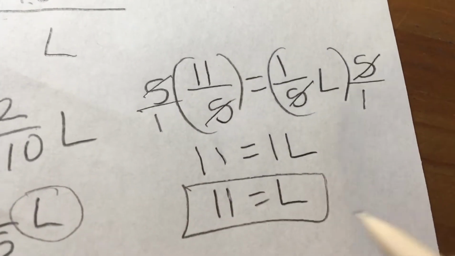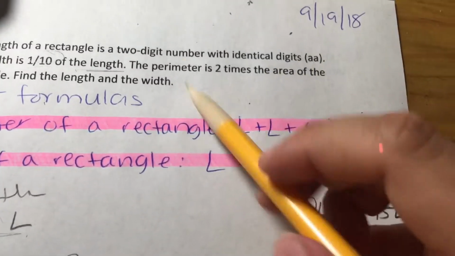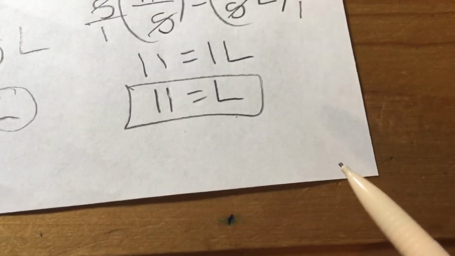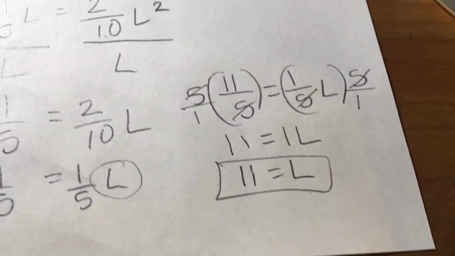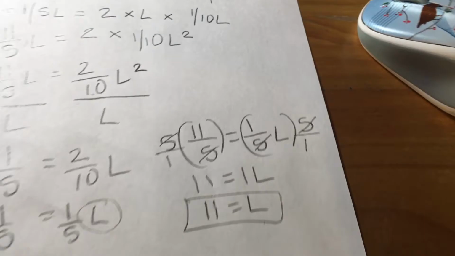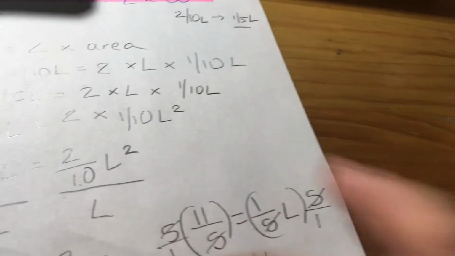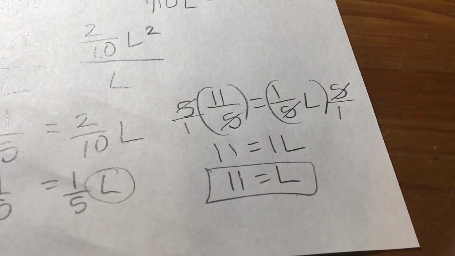If it's saying that our length is a two-digit number with identical digits, didn't we just get that? Right? So there we have that. Now we just have to solve for the width. So the perimeter. Let me try to find the width.